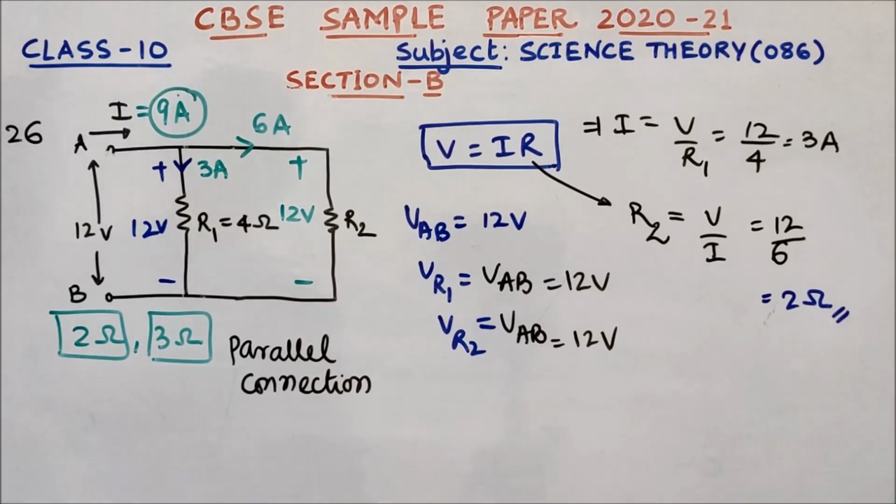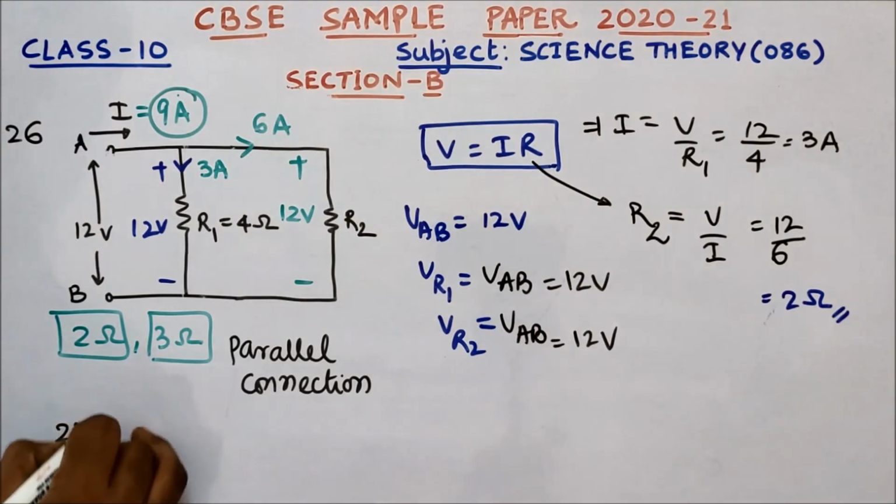In section B, we have only 2 questions. Each question consists of 2 marks. So this is also a 2 mark question.